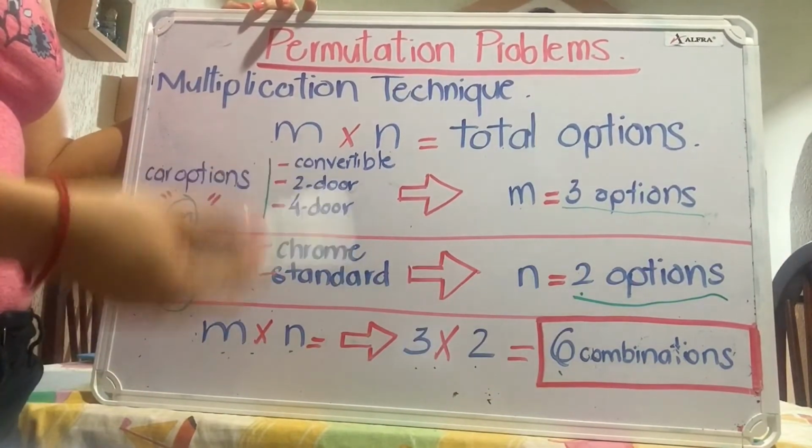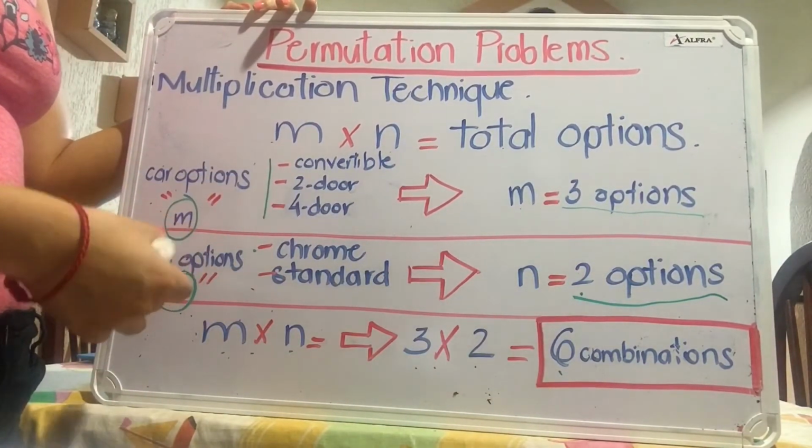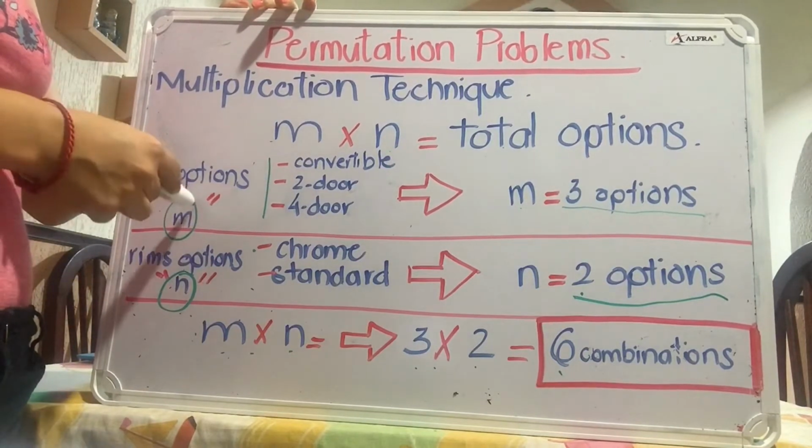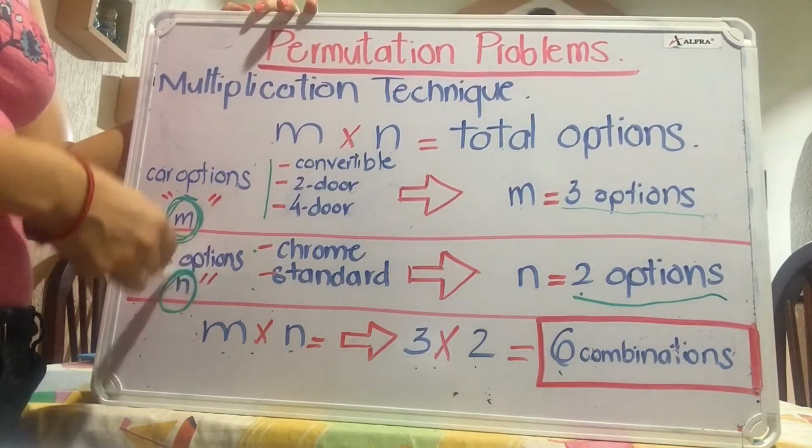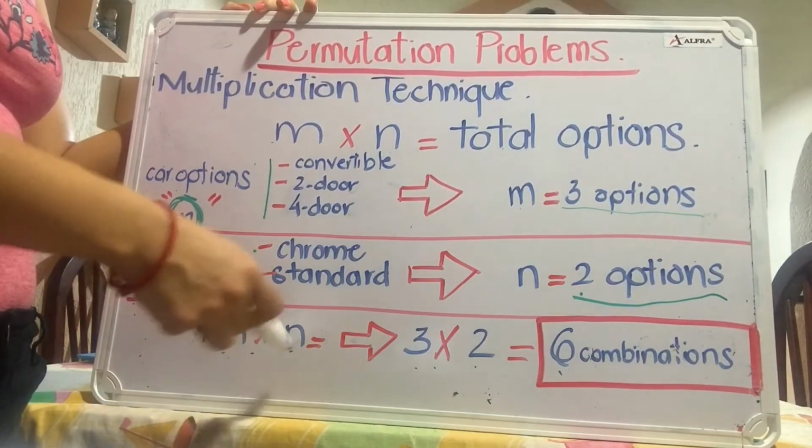So you have to repeat the same procedure with each problem. Determine how many options from a group you have and how many options of a different group and multiply the numbers.